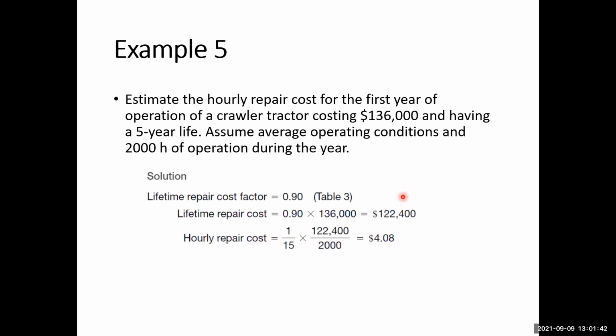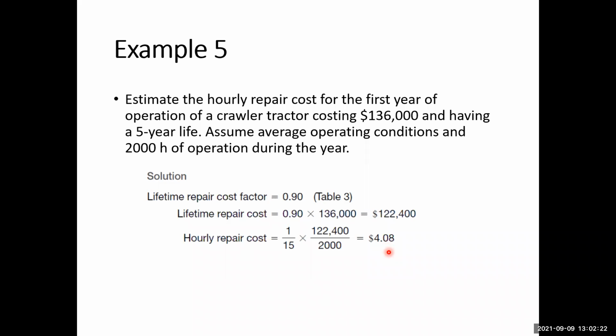So out of this $122,400, in the first year, it will be 1/15 because the sum of the years' digits is 15. So in the first year, it will be 1/15 of this $122,400. And on a per hour basis, we are using it for 2,000 hours per year, so we can divide it by 2,000 hours. So hourly repair cost in the first year will be $4.08. Okay, is it clear at this point?